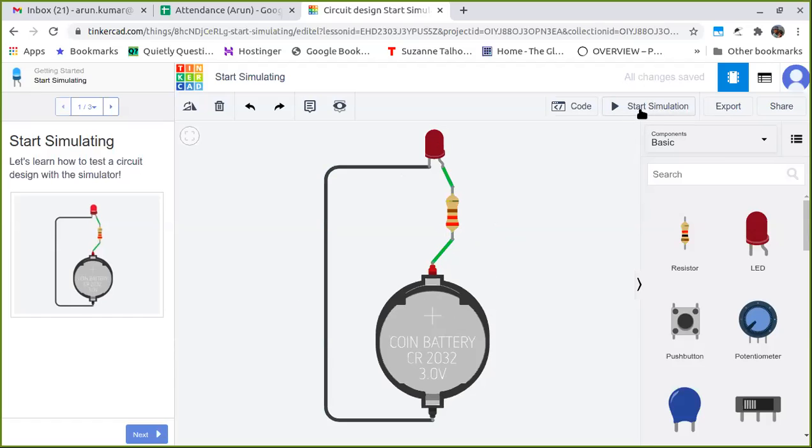Start simulation. So when you start the simulation, what you see is that the bulb has lit up now. Okay, you say big deal. It's as simple as that. All right, fine. Stop the simulation.